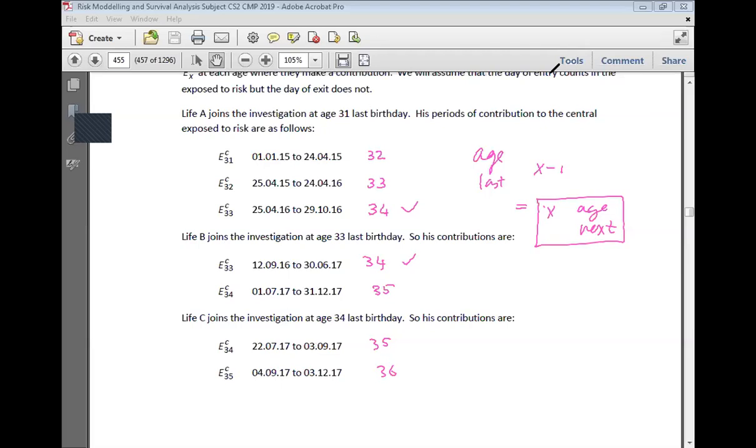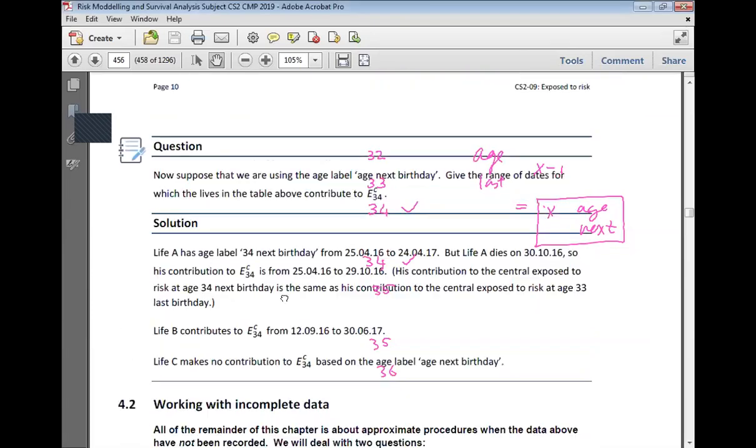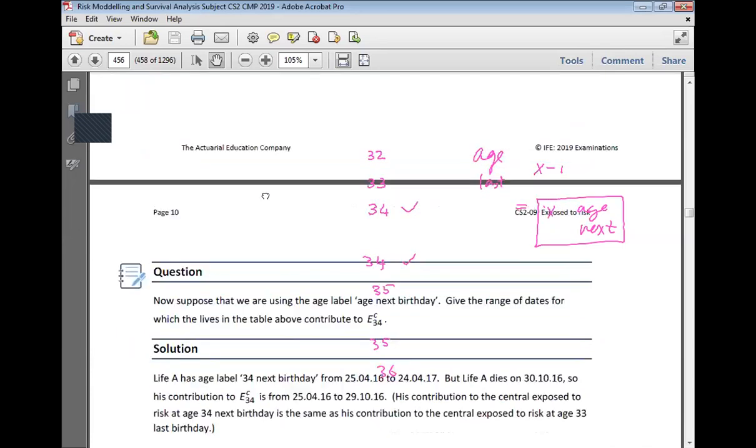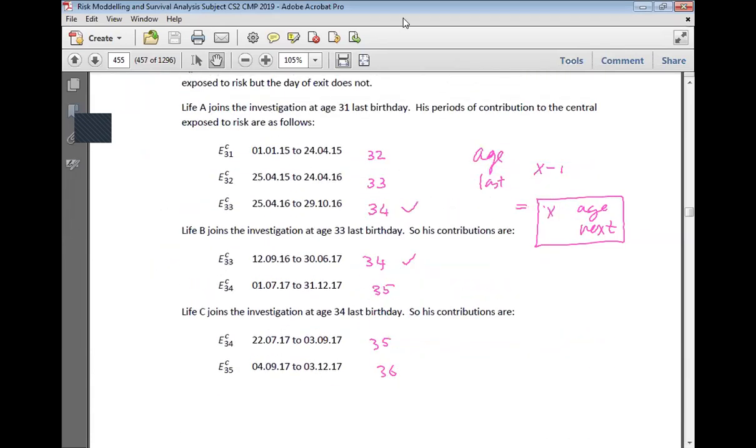So maybe I can just do this. If we go back to the question, what it asked us was: now suppose that we are using the age label "age next birthday", and instead of age last, now we are using age next. The very first thing we did was to go back and see the relationship between age last and age next. Whenever I say that I am X minus 1 years old using the age last definition, this is equivalent to saying that I'm X years old using the age next definition, right?